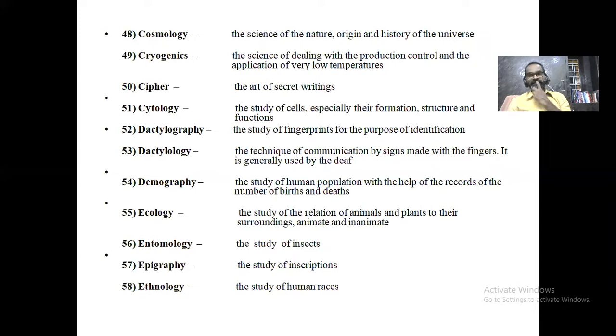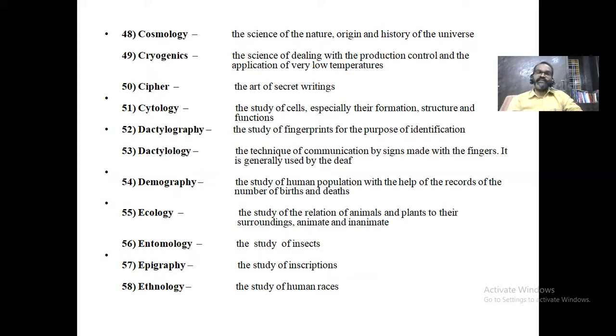You can see cryogenics. What is cryogenics here? The science of dealing with the production, control, and application of very low temperatures. So that's called cryogenics. There are cryogenists also who work in it. There are many posts, many professions. You can see some of them which are on the surface. If you go on digging, there are many things.